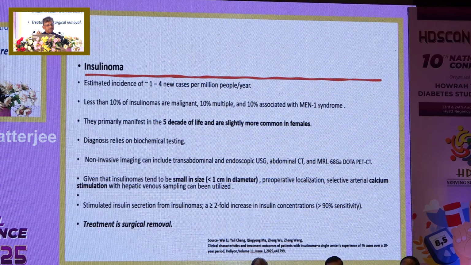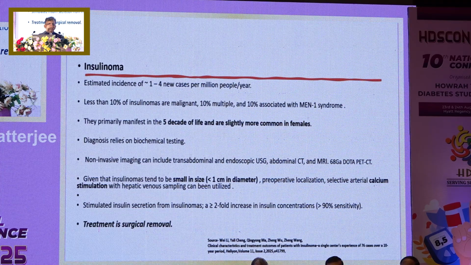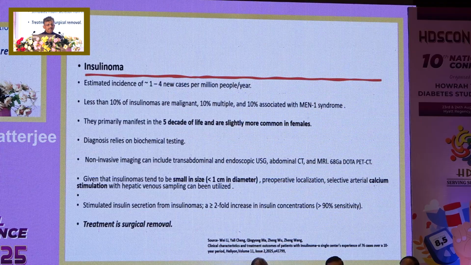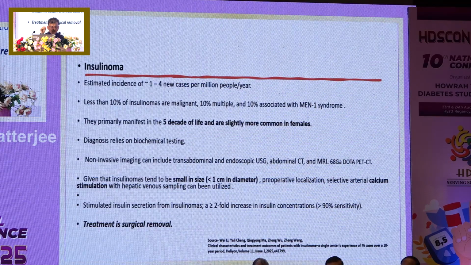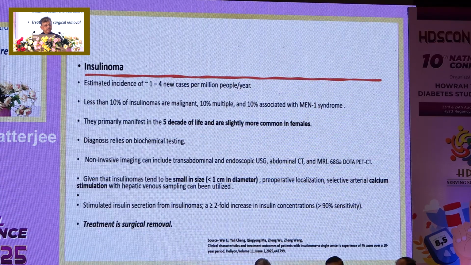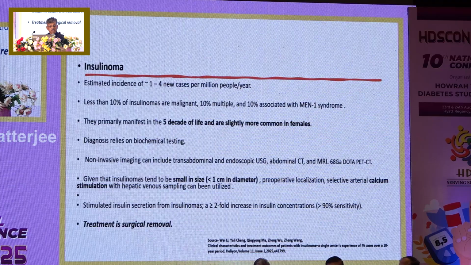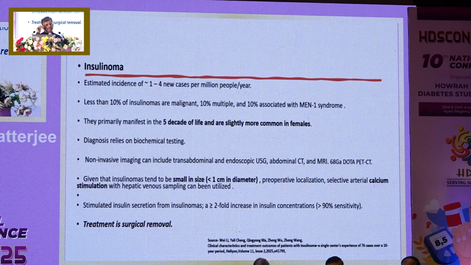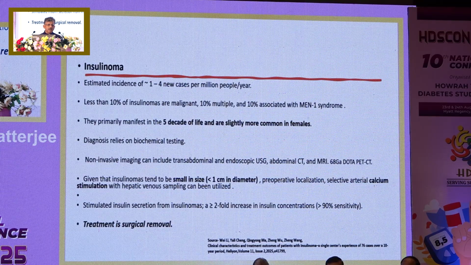They are mostly single, small, less than 1 centimeter in diameter, and can be present in the head, body and tail of the pancreas, evenly distributed. Diagnosis is mainly clinical and biochemical testing, and it is very difficult to diagnose at times because of its small size. But now we have endoscopic ultrasound, CT, MRI and PET scan that can pinpoint it in 90 to 95% of cases. I am not going into detail, but again they are very rare, and it is mostly a diagnosis by exclusion.